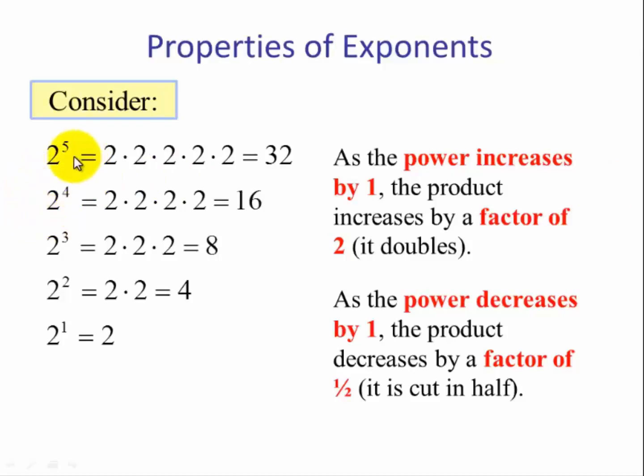Now using this idea here, we can now state what is 2 to the 0 power. Well, if we follow the pattern, 32, cut it in half, 16, cut it in half, 8, cut it in half, 4, cut in half is 2. So if we drop one more power, 2 to the 0 power will be half of 2, which is 1. So it actually turns out that any base raised to the 0 power will be equal to 1, except for one base, 0. 0 to the 0 power is undefined.